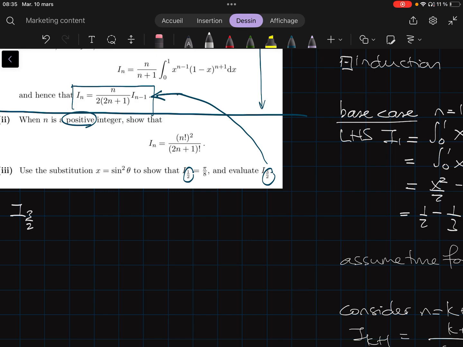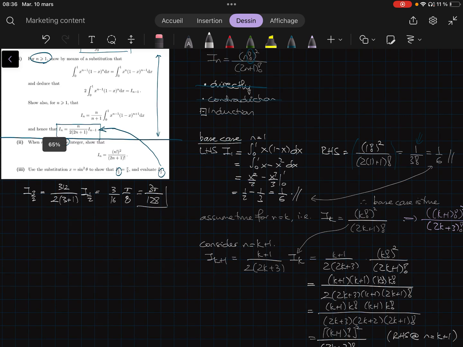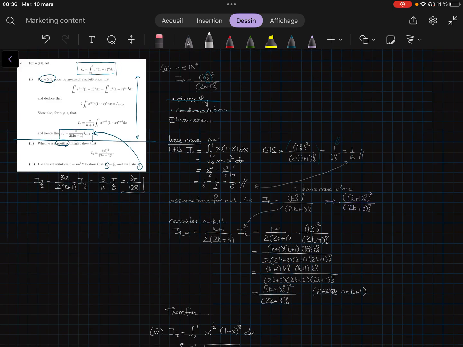Therefore, I of 3/2 is going to be (3/2) divided by (2 times 3/2 plus 1) times I of 1/2. So 3 by 16 times pi by 8, and that will give you 3 pi by 144. No, 128. And this is the end of this epic. I hope that the discussion on choosing the right proof techniques was useful.